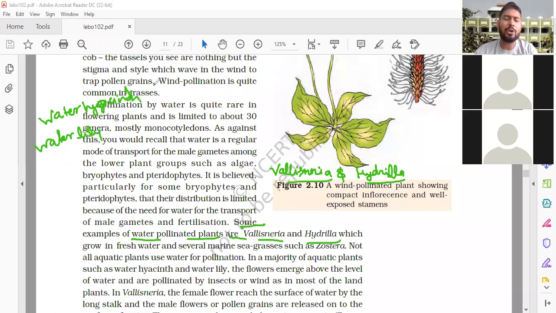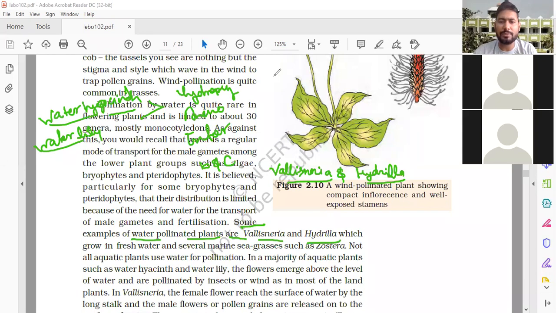Water hyacinth and water lily. In which type of pollination takes place? Hydrophily, anemophily, entomophily, or B and C both. B and C both. So what will be the correct one?